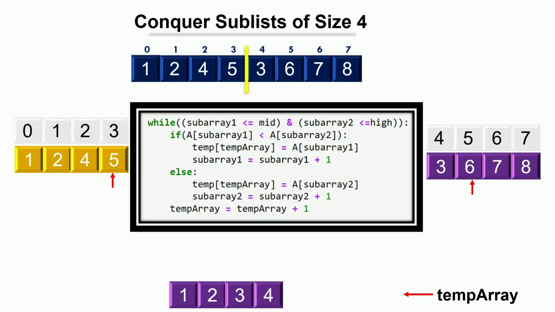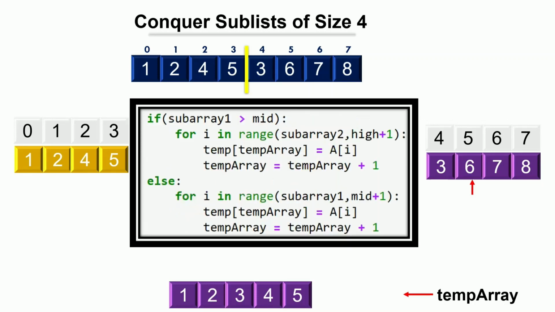We check 5 and 6. 5 is a smaller value than 6. So 5 is written into the temporary array. And the value in subarray 1 is moved. Now we have completed all the elements in the left sublist. So we now move to the second part of the algorithm, in which one part of the sublist has already been conquered and the second part of the sublist still has elements. All we do is write the elements in the second sublist to the temporary array.